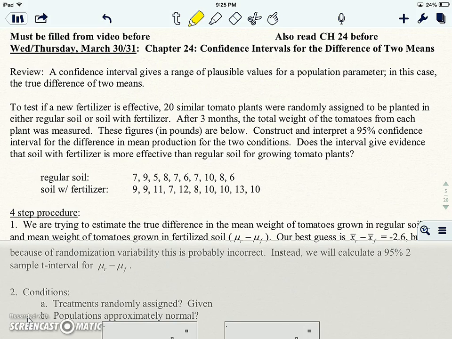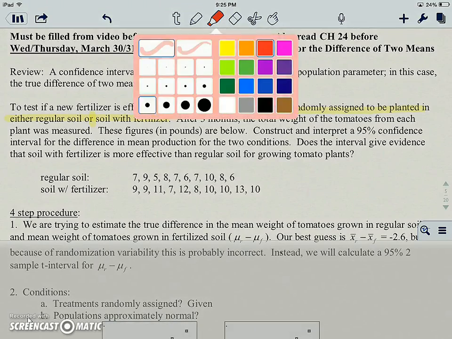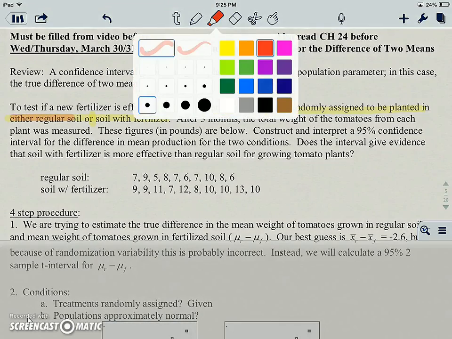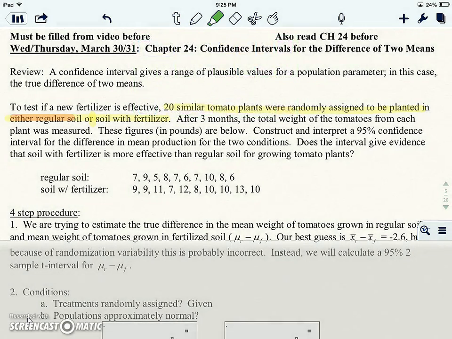Here's an example. To test if a new fertilizer is effective, two similar tomato plants, they need to be similar to minimize confounding variables. They were randomly assigned to be planted in either regular soil or soil with fertilizer. After 3 months, the total weight of the tomatoes from each plant was measured. These figures in pounds are below.